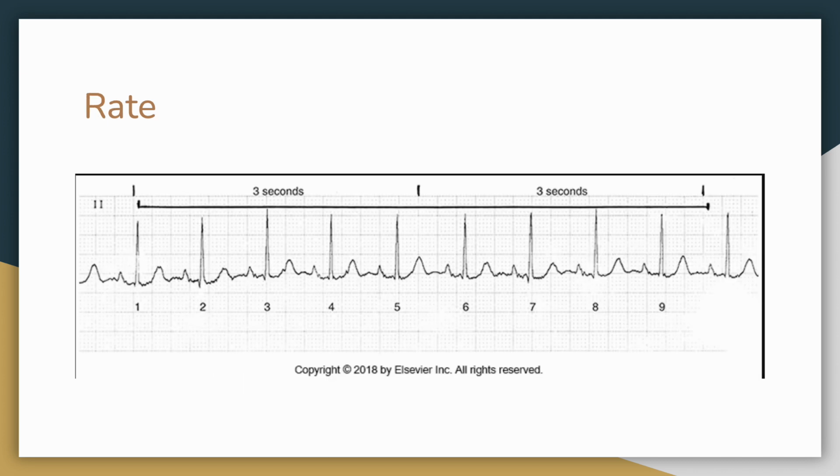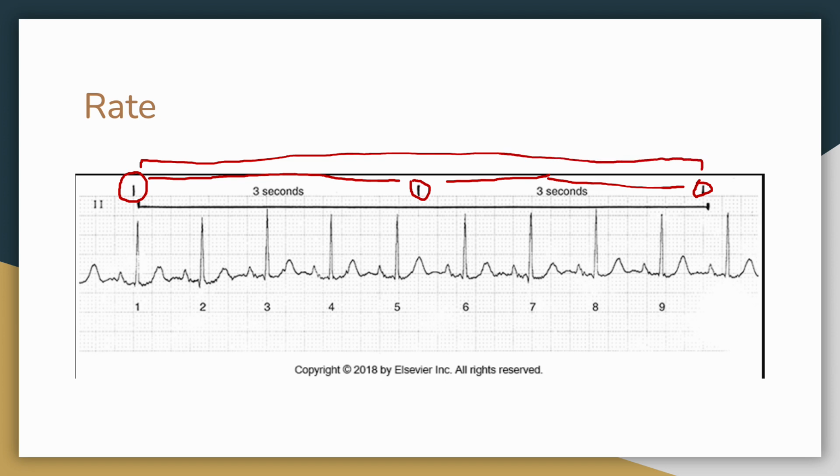Okay, now the rate. When you get an ECG strip, you'll notice little tick marks on the top. From here to here is 3 seconds, and from here to here is 3 seconds. So this whole thing, from this tick mark all the way to this tick mark, is 6 seconds.